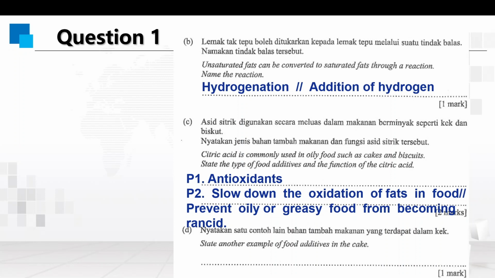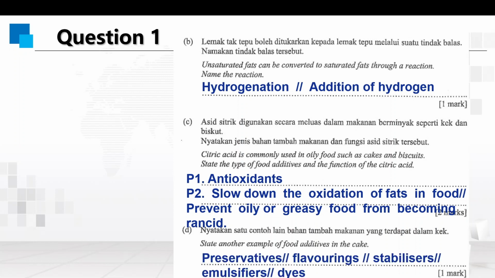D, state another example of food additives in the cake here. As given just now, like preservatives, flavoring, stabilizers, emulsifiers, and dyes. All can be found in the cake here.